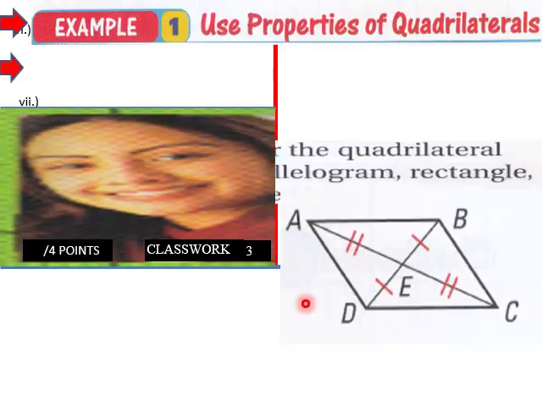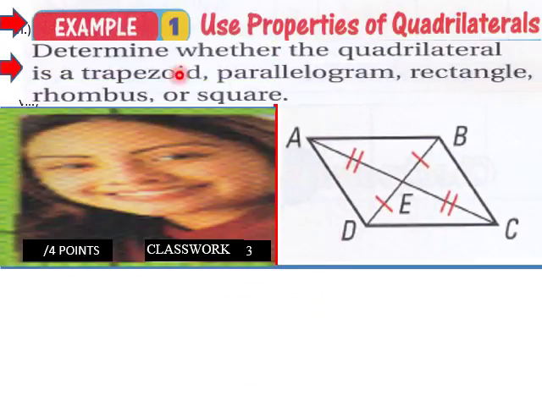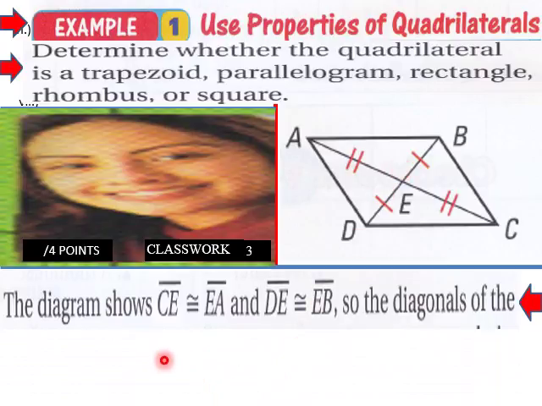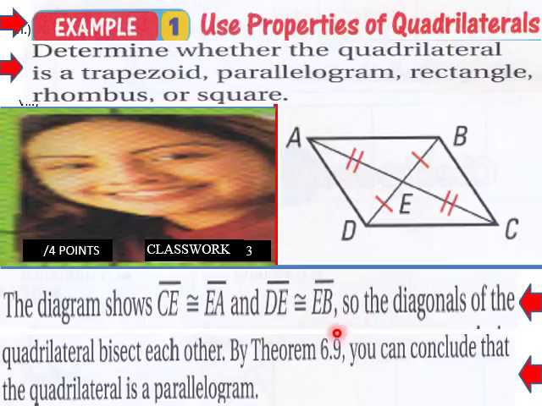Trapezoid, example 1, use properties of quadrilaterals. Determine whether the quadrilateral is a trapezoid, parallelogram, rectangle, rhombus, or a square. So what do we got? It shows CE equals EA, DE equals EB. So the diagonals of the quadrilateral bisect each other.